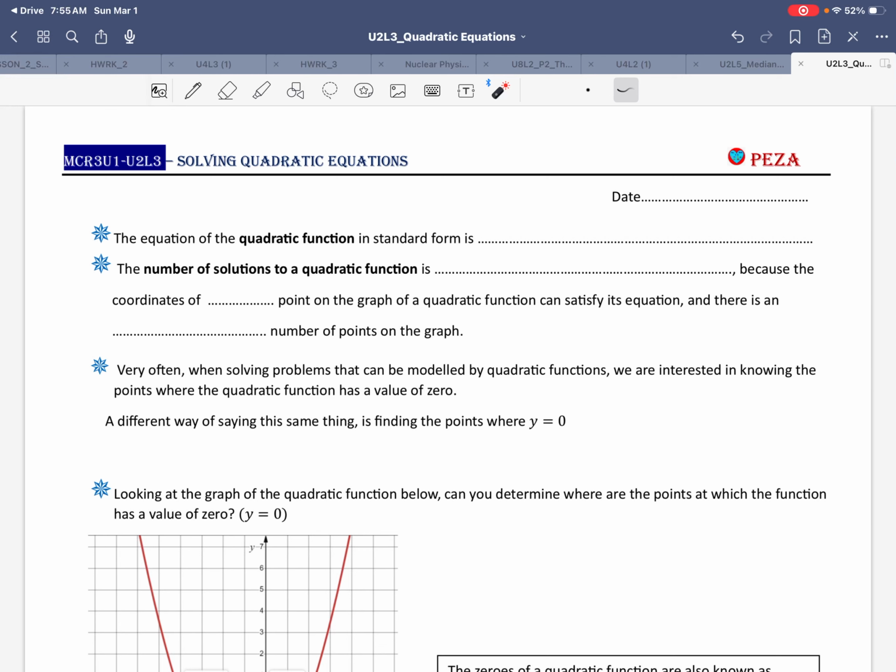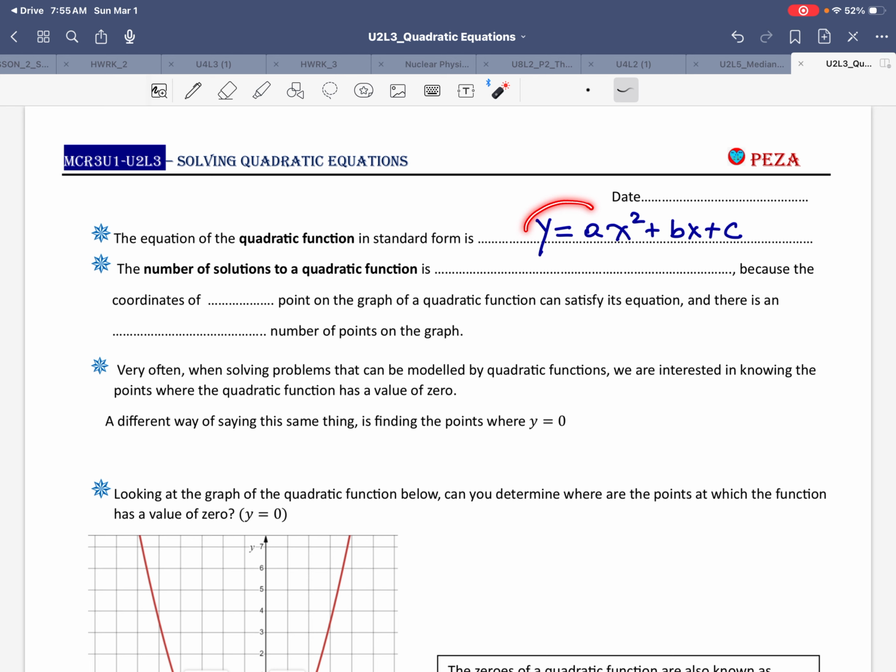Hi everyone, in this lesson we'll look into various forms of solving quadratic equations. But first, let's take a look at some conceptual terms that will help us understand what it means to solve a quadratic equation. Now remember that the equation of a quadratic function in standard form is y equals ax squared plus bx plus c.